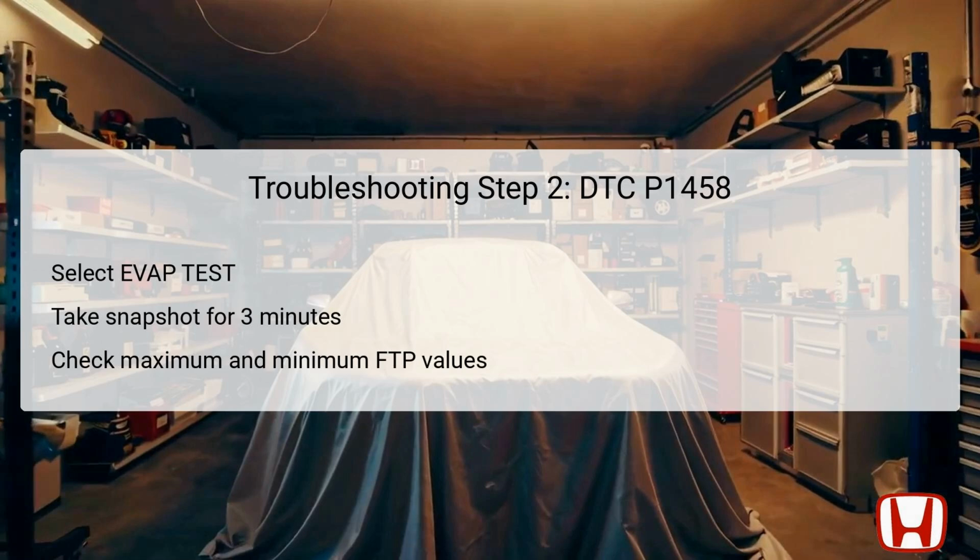The next task is to select the EVAP CVS off in the single solenoid option, while taking a snapshot for 3 minutes, again, without starting the engine. Afterward, the technician must analyze the recorded snapshot parameters, specifically the FTP sensor fine values for the max and min. These pressure values are essential for determining if they fall within the acceptable range of plus or minus 0.67 kilopascal, 0.2 inch A, 5 millimeters Hg.